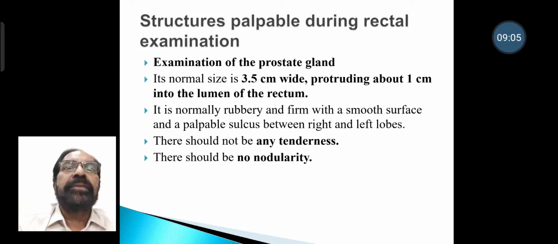Examination of prostate. Its normal size is 3.5 centimeters wide, protruding about 1 centimeter into the lumen of the rectum. It is normally rubbery and firm with smooth surface and a palpable sulcus between the right and left lobes. There should not be any tenderness and there should not be any nodularity.